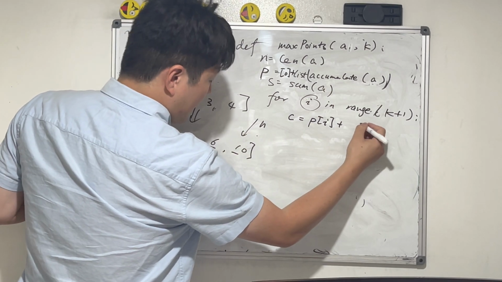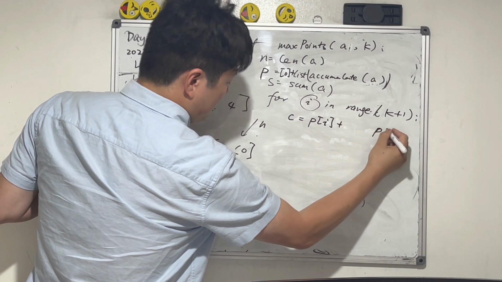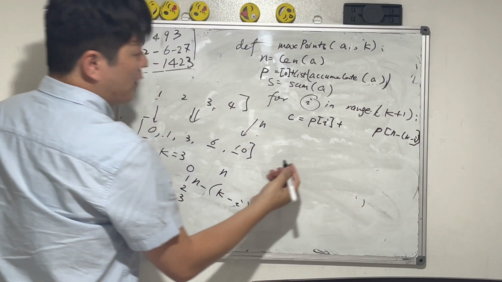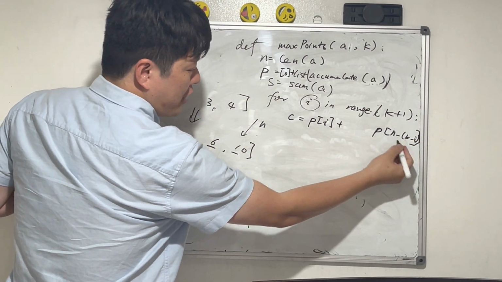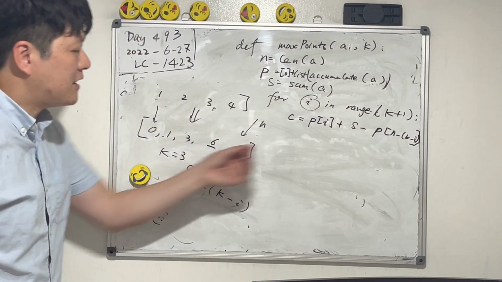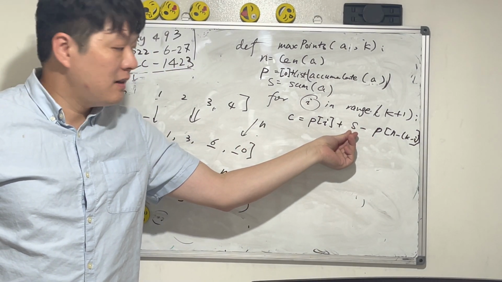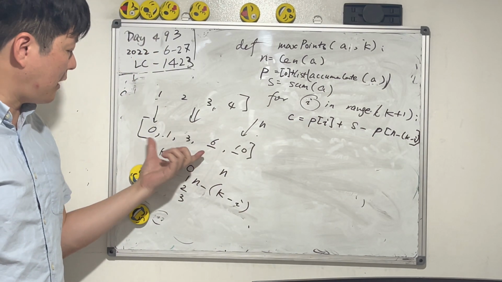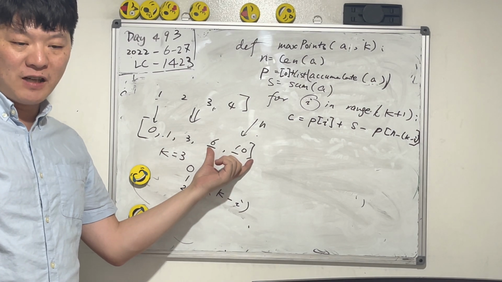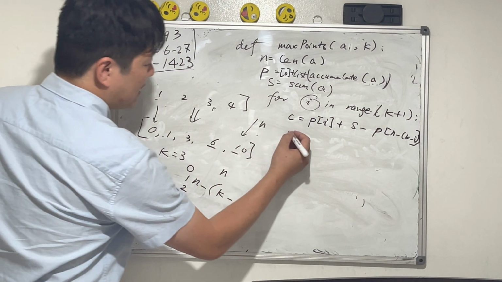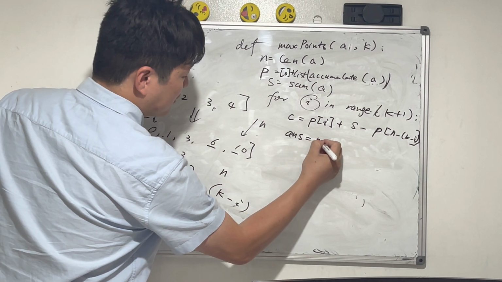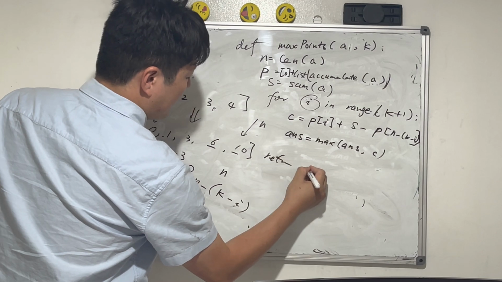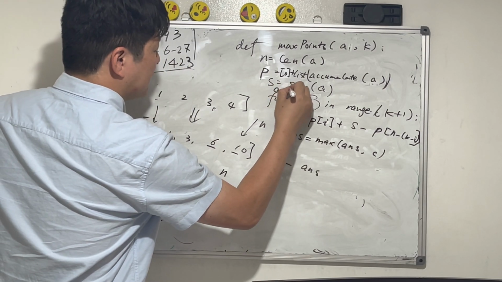So the index is n minus k minus i. But we need to subtract this from S. This is the total sum, and this is the prefix sum. We do this subtraction, and that will be the sum of the last few numbers. Then we just have to get the maximum. Answer equals maximum of answer and C. Return answer. Answer at the beginning is 0.